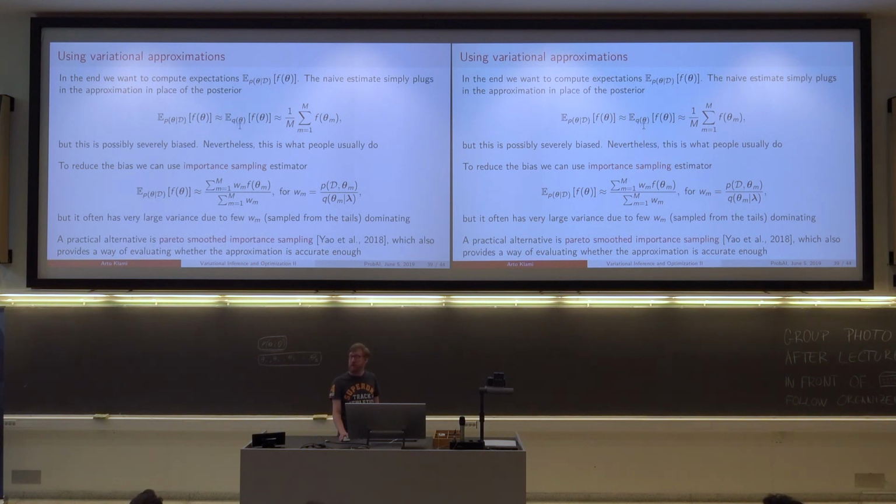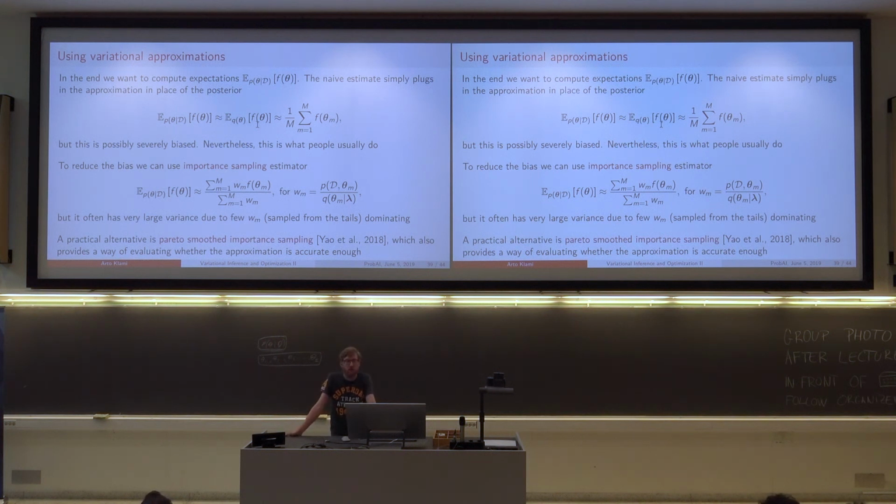And now you can easily approximate this with Monte Carlo. You draw samples from your approximation, you compute the value of this function of interest for all of these values, and you average over them. The issue is that this can have a huge bias. So if your approximation is bad, then this is certainly a bad approximation for the expectation as well. But this is still what people do.